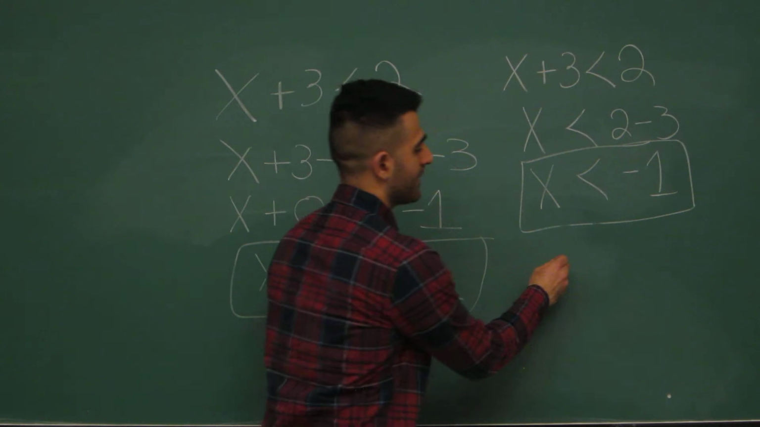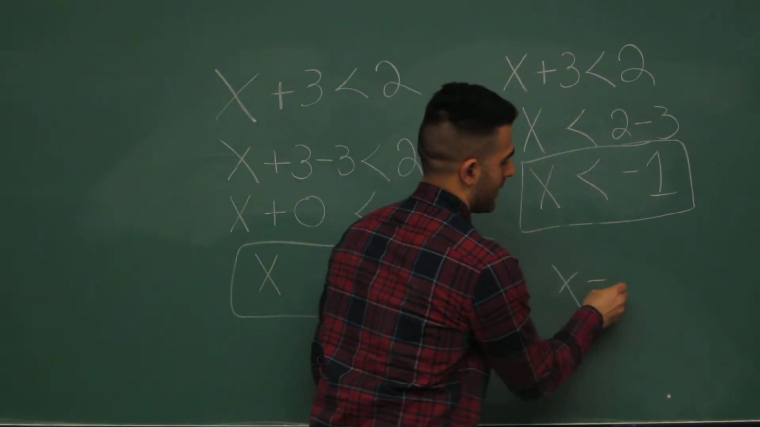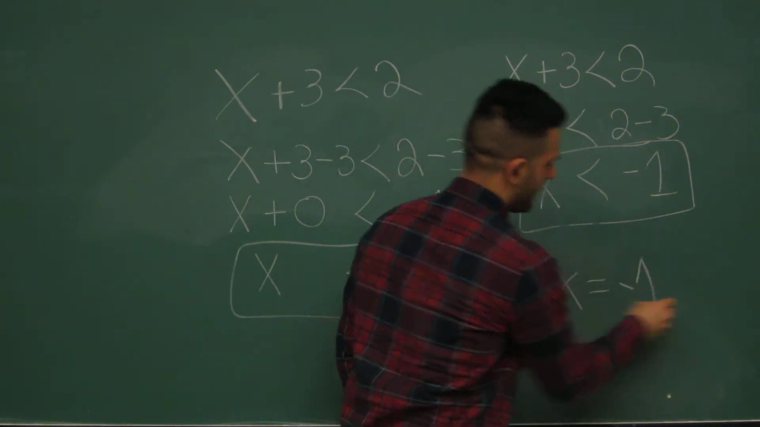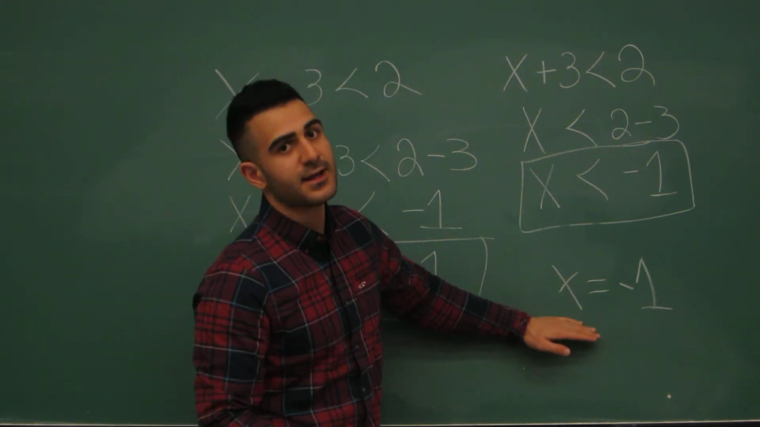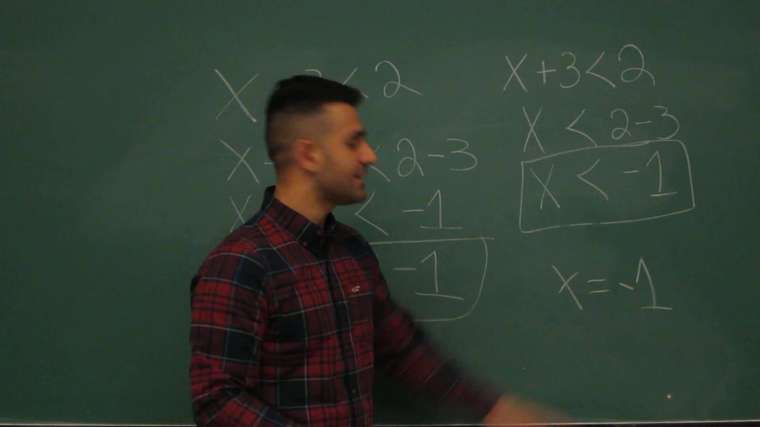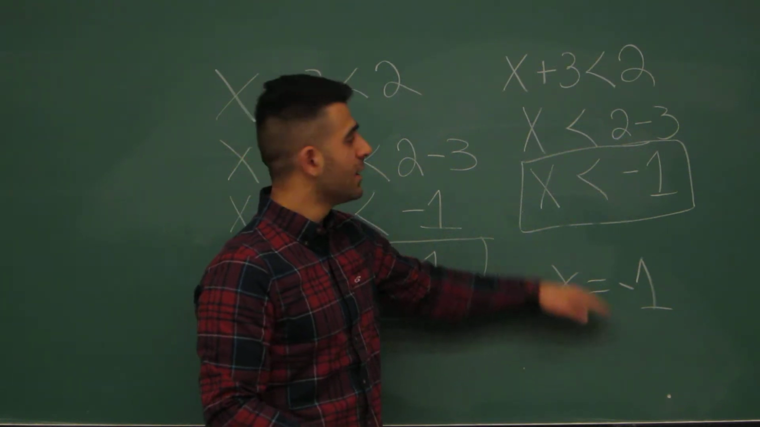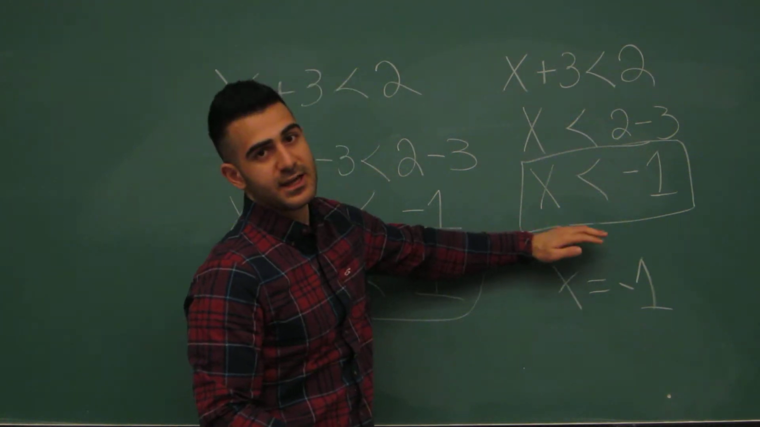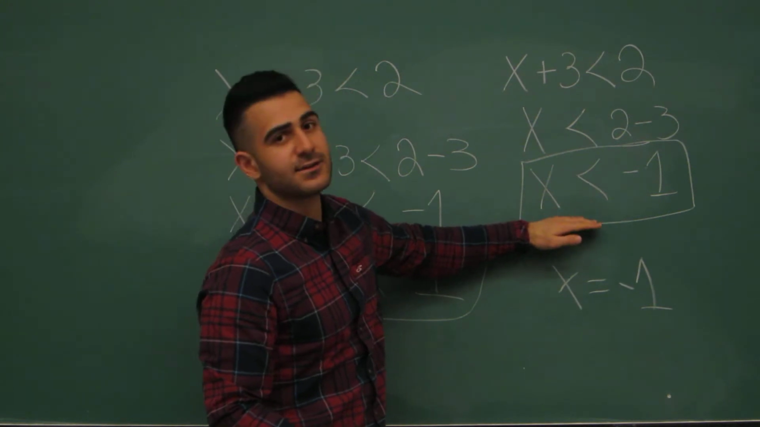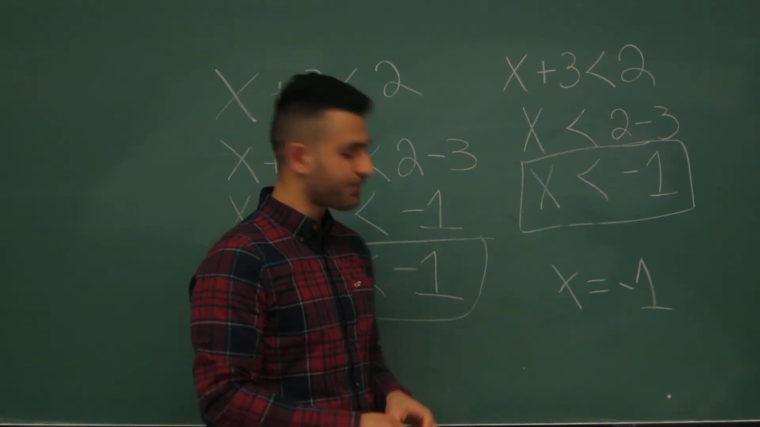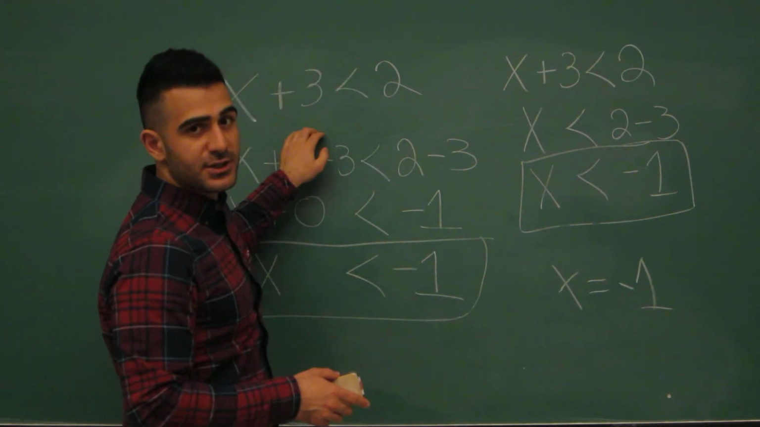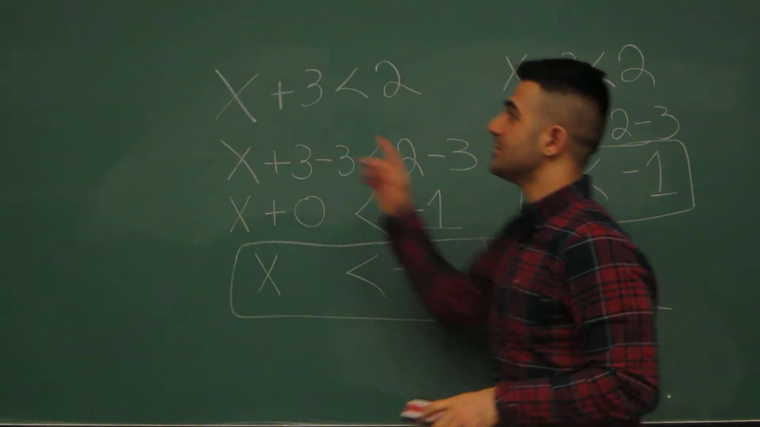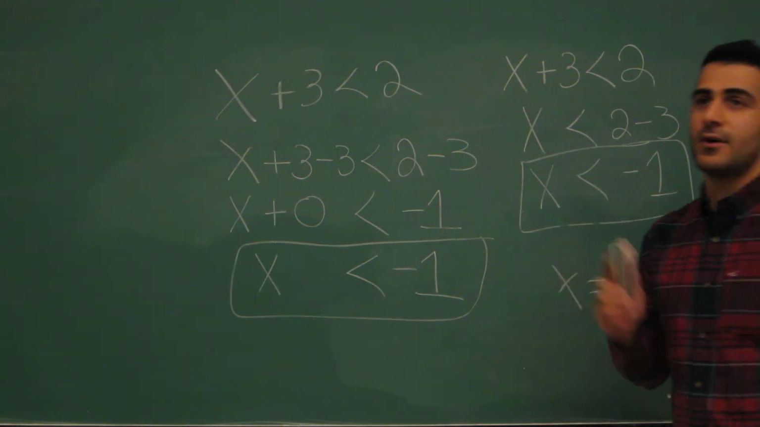Whereas if we had something like this, x is equal to -1, x can only be one possible value, that's -1. That's the only thing that will make this true. Whereas in this, you could have infinite answers that will make this statement true. We did an example involving addition, so inequalities involving addition. Let's do one quick one involving subtraction.